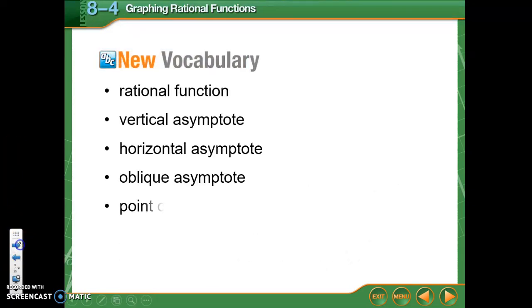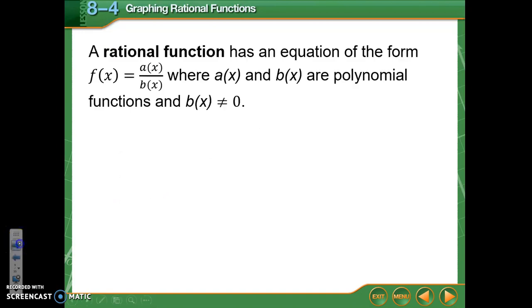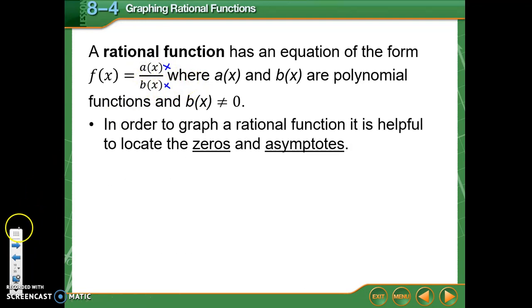Those are the 4 things you should look out for in this section. There's a bunch of new vocabulary that will come up, so by the end of this section, make sure you can talk about what each of those things are. To start out with vertical and horizontal asymptotes, we're just going to talk about rational functions. Rational functions look like f of x equals a of x over b of x, so a polynomial divided by a polynomial. And obviously b of x cannot equal 0 because it's in the denominator.